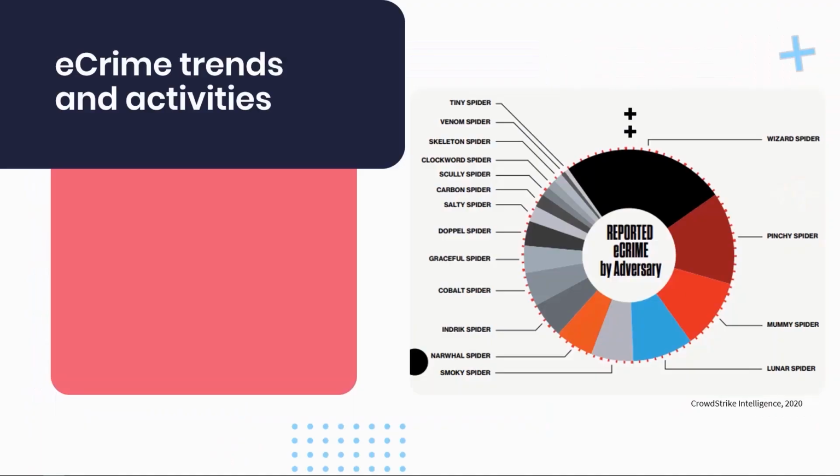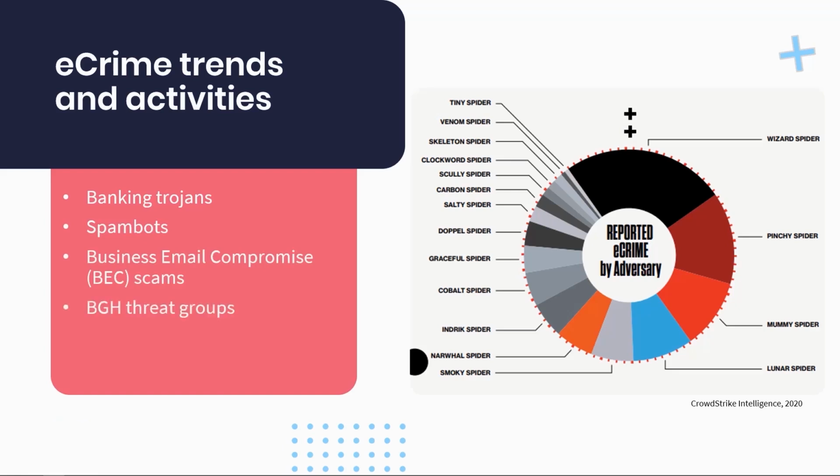According to CrowdStrike Intelligence, cybercrime threats mostly come in the following forms. Banking Trojans. These are techniques used to steal info in the banking sector. Spam bots. Programs designed to collect or harvest email addresses from the internet. Business email compromise scams. These are more commonly known as phishing scams. Big game hunting threat groups.